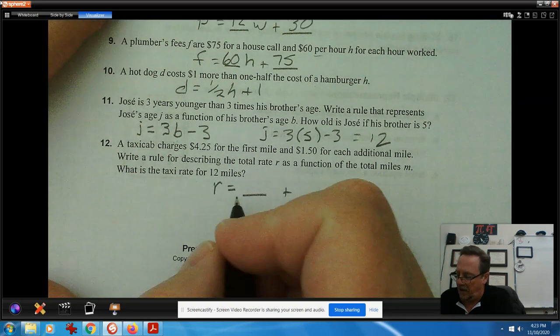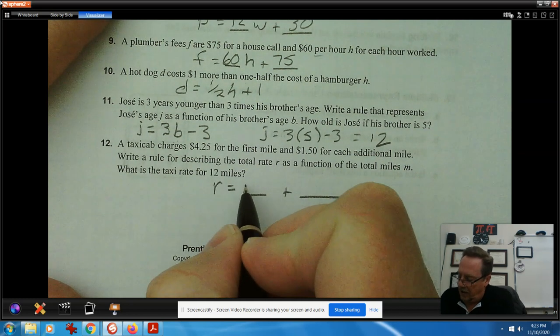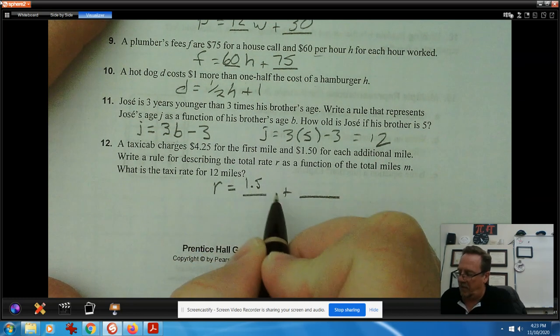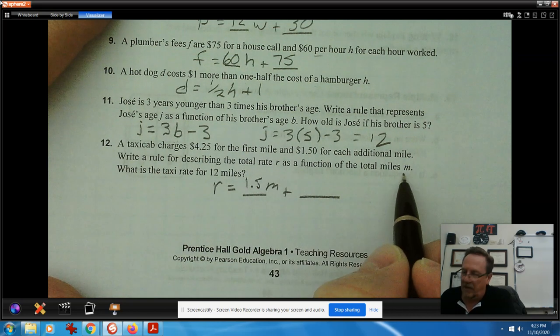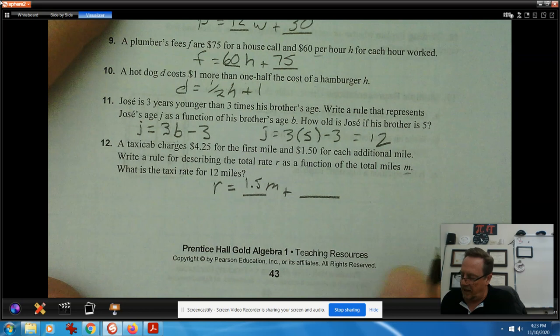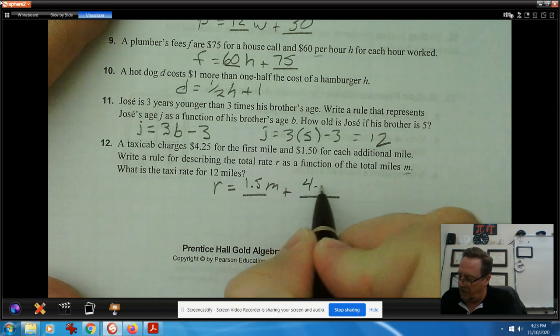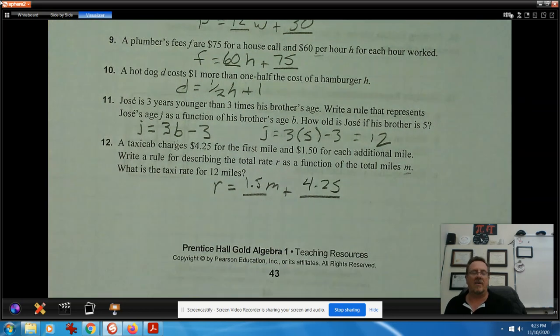So if we were thinking about y equals mx plus b, we would say 1.50 times m, that's our other variable, right? Plus our initial fee, which is 4.25. Now, this is what we were doing before. We were just kind of going through what's our initial rate, what's our rate of change.